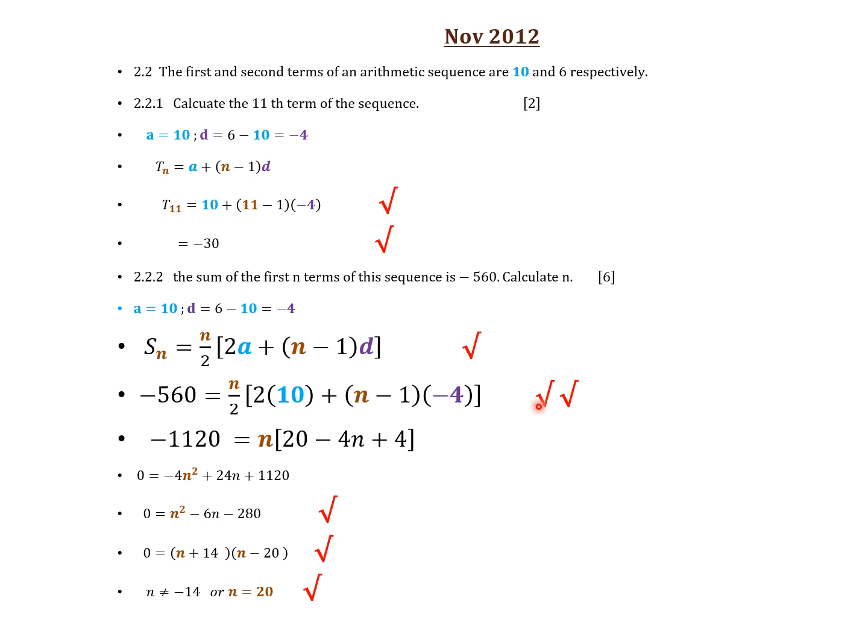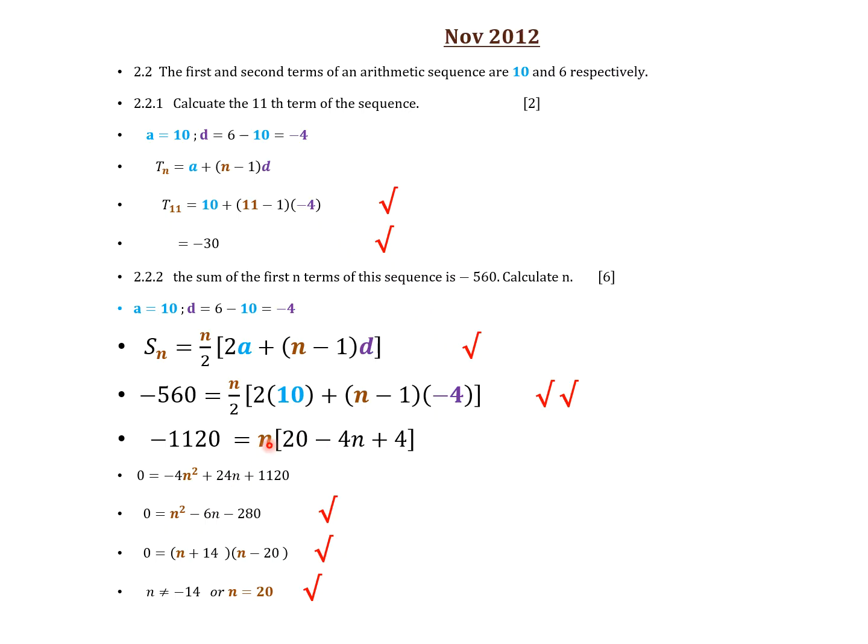So 1 mark for the correct formula, 1 for negative 560, and 1 for a and d correctly substituted. Alright, so to get rid of the fraction, I'm going to get rid of the 2. It's n divided by 2, so to get rid of division, I use multiplication. So minus 560 times 2 would then give me minus 1120, equal to n, 2 times 10 is 20. Negative 4 times n gives me negative 4n. Negative 4 times negative 1 gives me positive 4. 20 plus 4 would give me 24 times n gives me 24n.